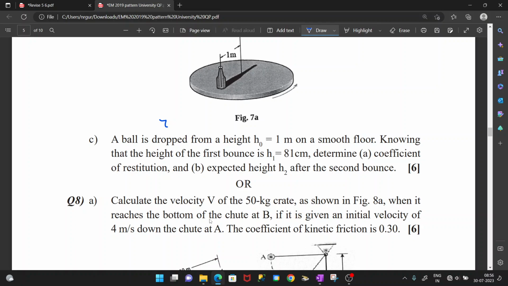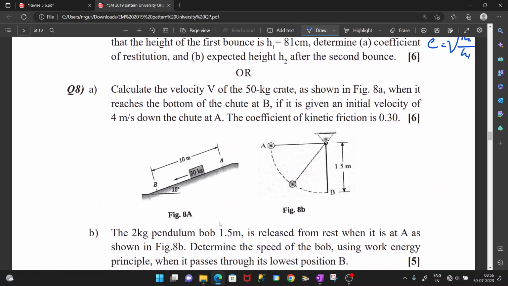Here the problem is very simple. See, this is based on e. That formula is root of h2 upon h1. So this is the particular restitution problem. Here also, these are all similar. You have to use either energy, impulse, work, momentum, and related formulas to that.